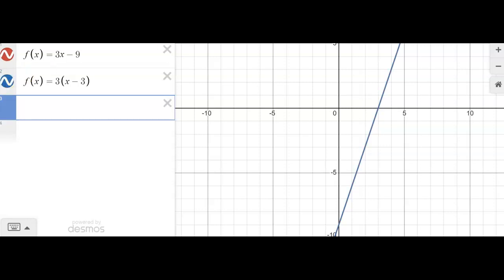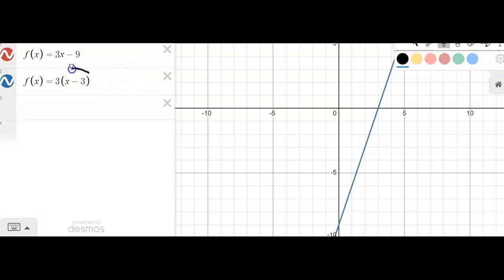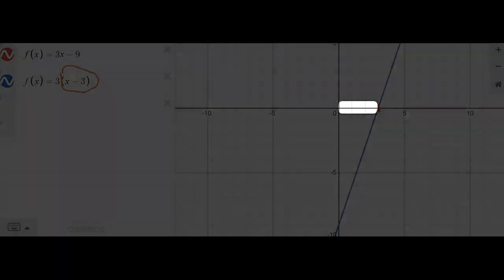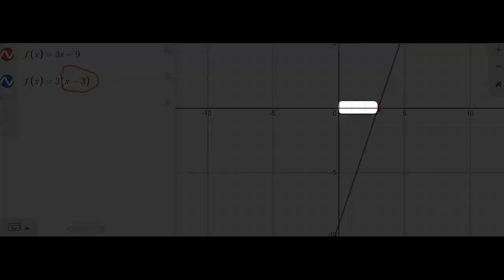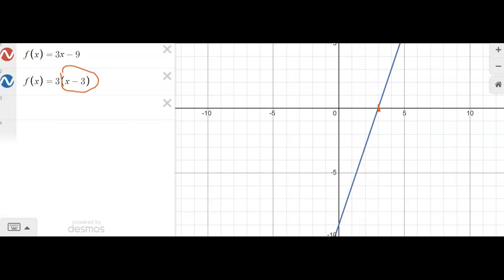Now here's something that's very important to notice. This part right here, this tells you important information. And what it tells you is where this line crosses the x-axis. If you look at this part of the equation, we can see that the x-intercept is going to be 3. And look right here, 1, 2, 3. 3 is where the line crosses the x-axis.